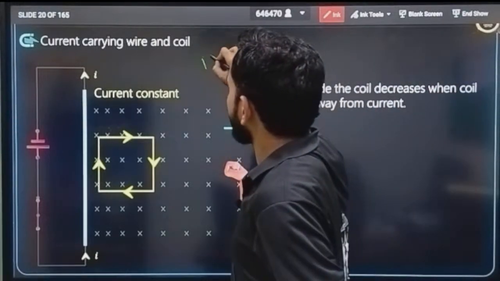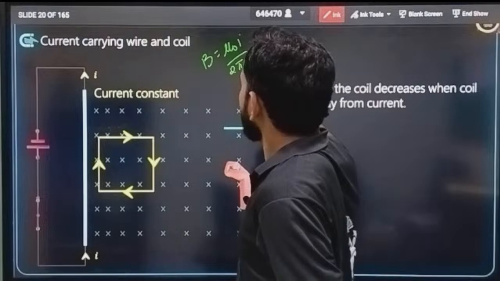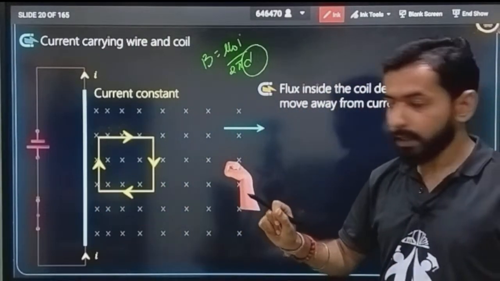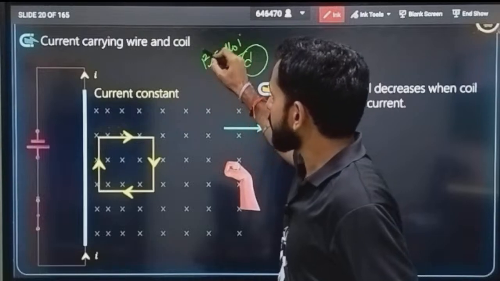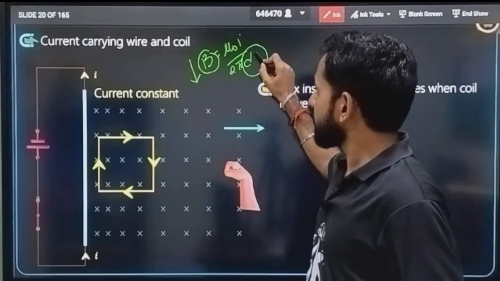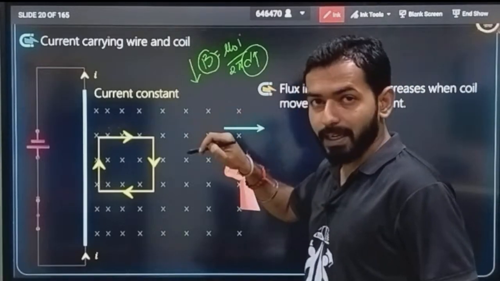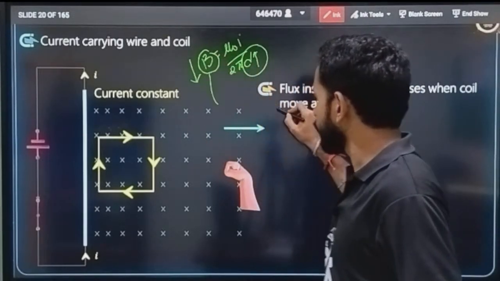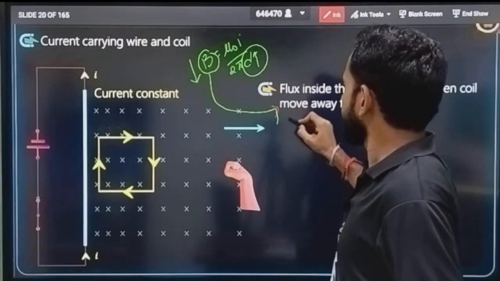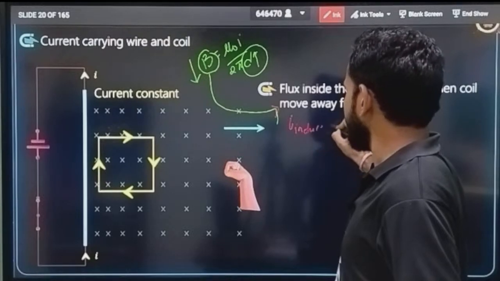Again, remember the formula that I told you: it is equal to mu naught I divided by 2 pi d. So can you say now this distance from the wire is increasing? If this distance is increasing, the magnetic field is decreasing. If the magnetic field is decreasing in the inside direction, what is this going to do? It is going to induce some current and EMF as well.